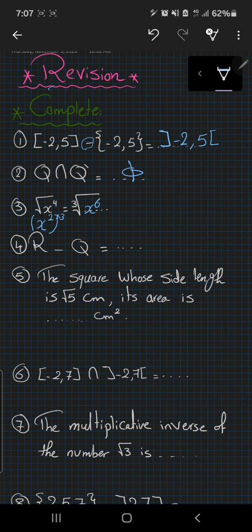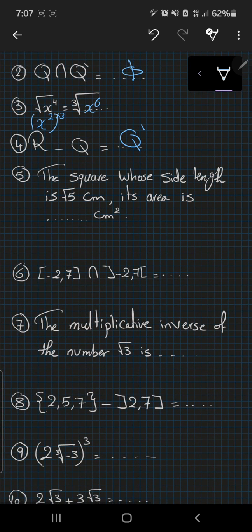Number 4: R minus Q. The real numbers minus Q will be Q dash, the irrational numbers. The square whose side length is root 5 centimeter, its area is, okay, what's the rule of the area? The area of the square is side times side. It will be root 5 multiply root 5. The result will be 5 centimeters squared.